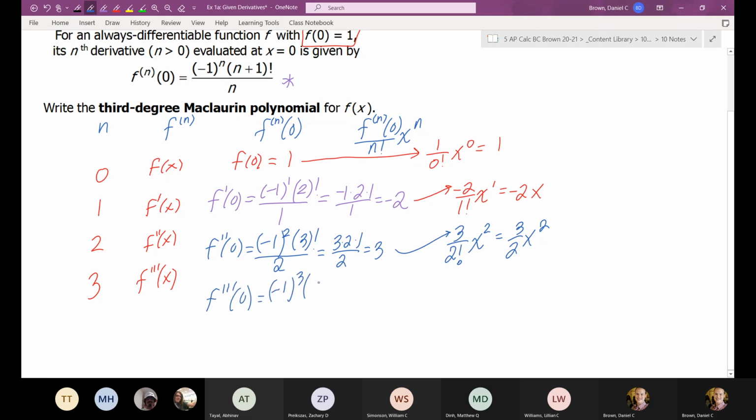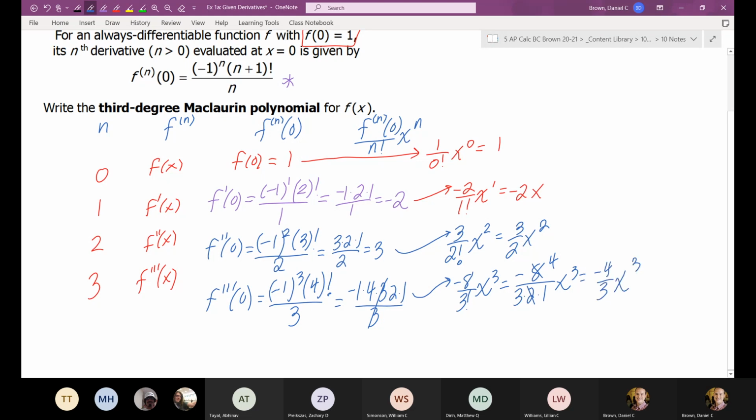Negative 1 cubed, 4 factorial, over 3. Negative 1 times 4 times 3 times 2 times 1, over 3. That numerator is going to be negative 8 over 3 factorial x cubed. Simplifying it, negative 8, 3 times 2 times 1, x cubed. 2 goes into 8 4 times, negative 4/3 x cubed.